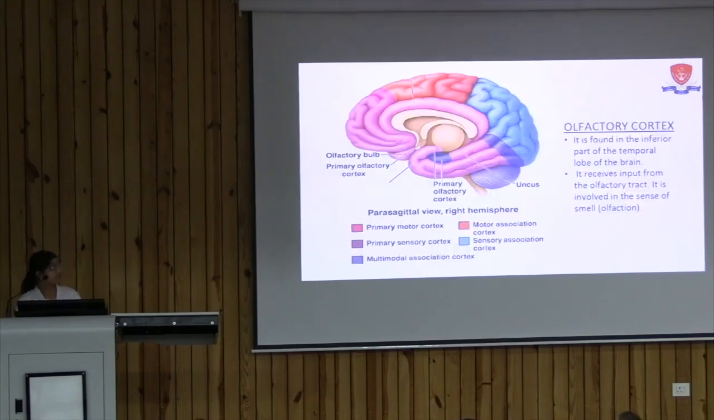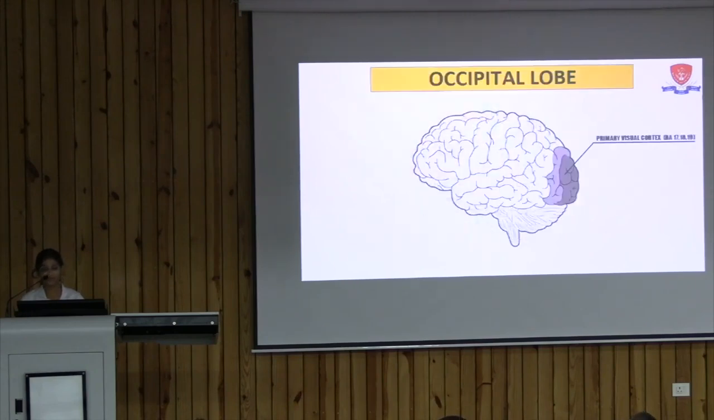Olfactory cortex is found in the inferior part of the temporal lobe of the brain. It receives input from the olfactory tract. It is involved in the sense of smell or olfaction. A common warning symptom in temporal lobe epilepsy is a phantom smell, which is usually unpleasant, called olfactory hallucination or uncinate fit. The patients may report smelling something like burnt rubber, sulfur, or rotting matter.